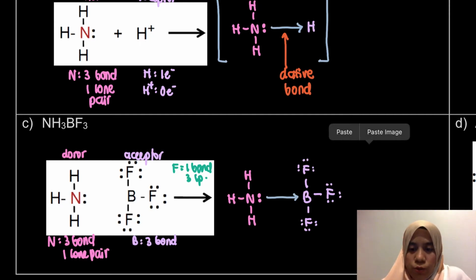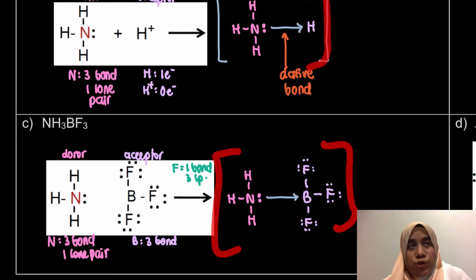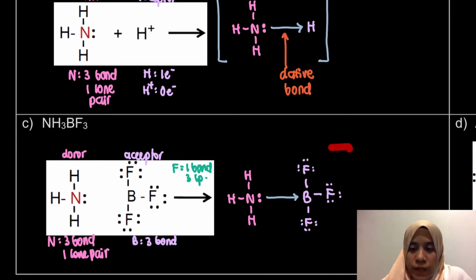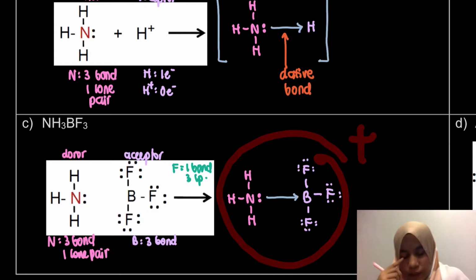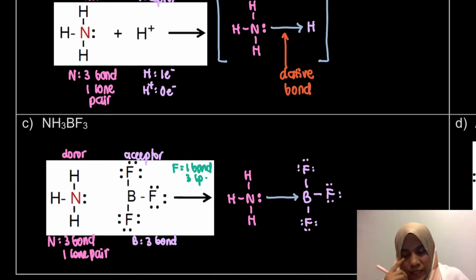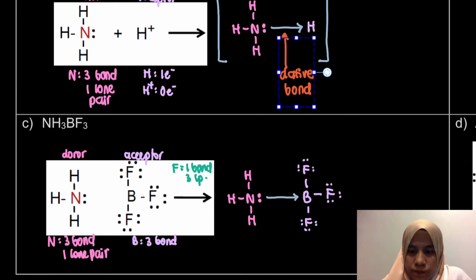Okay, so and then should we draw yang bracket ni ke? Tak perlu pun sebab it's a neutral one kan. Sebab kadang-kadang kita buat bracket ni, it's just to show that all of this, total charge dia is positive 1. Tapi dalam case ni, neutral cases kan. So, tak ada charge. Jangan lupa, labelkan dia as our dative bond.